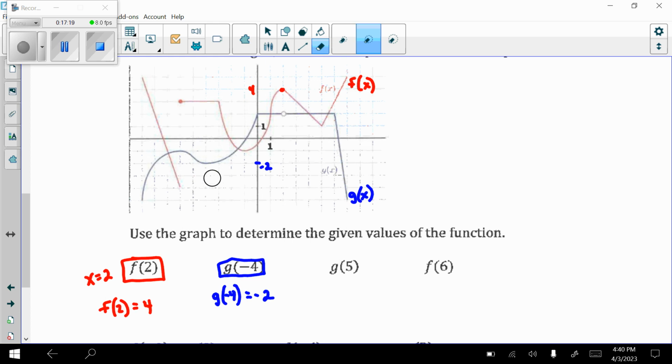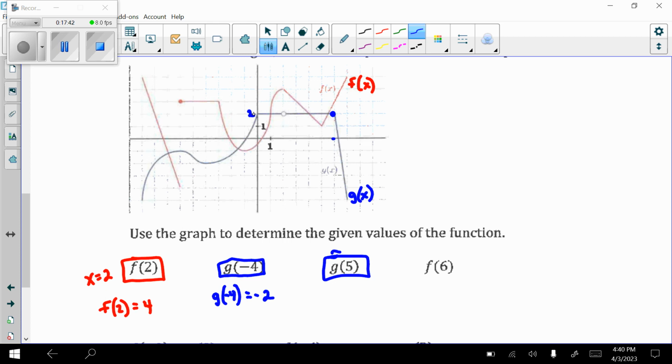Okay, so I'm going to erase what I have here so I can evaluate some more. Okay, so g of 5, looking at my g function, my blue one. So if I go over here to 5, and I follow it up, that point is right there on that graph, and I believe it's sitting at 2. So g of 5 is equal to 2. So all I'm doing is finding ordered pairs. The x coordinate is given to me in the parentheses, and the y coordinate I'm pulling off the graph.